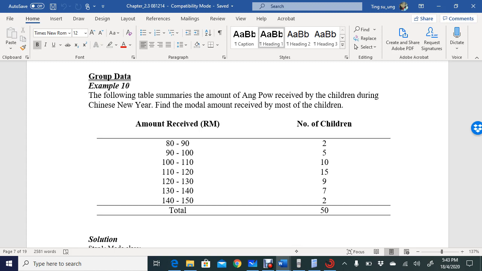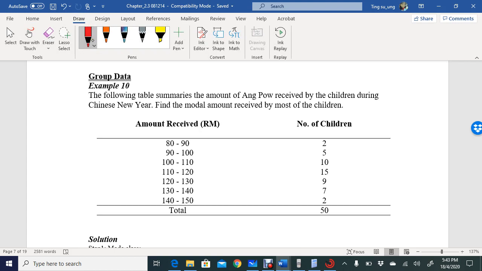Look at the first one first. Obviously you can see what you have here: 80 to 90, 90 to 100, 100 until 110, right? It's the same, meaning they have no 0.5 difference on the lower boundary or the upper boundary. Do you realize that or not?